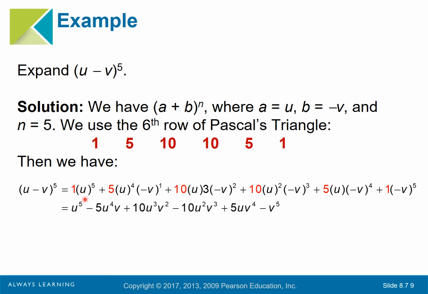But now we're going to have u to the 5th. Here you have u to the 4th, but now it's minus v to the 1st. Here you have u cubed, and this is minus v squared. This is then u squared times minus v cubed, and this is u to the 1st times minus v to the 4th, and then this is 1 times minus v to the 5th. Now we do have to be mindful of the signs, so your final answer is going to be this one.